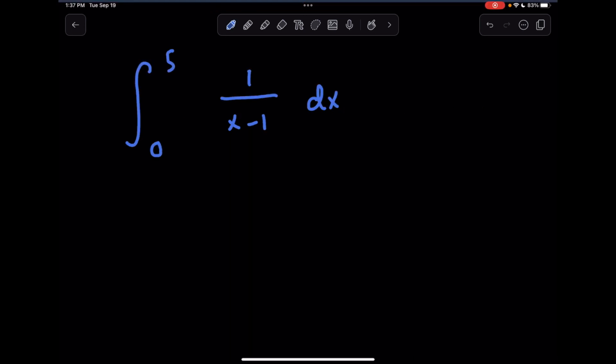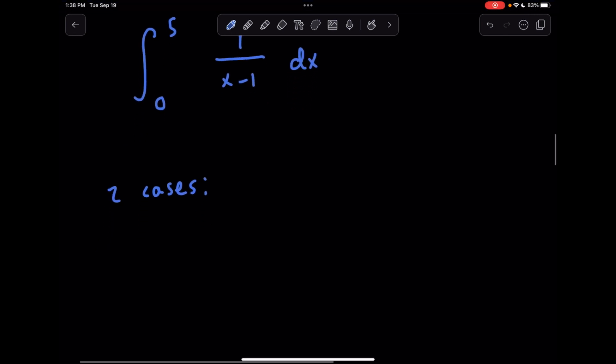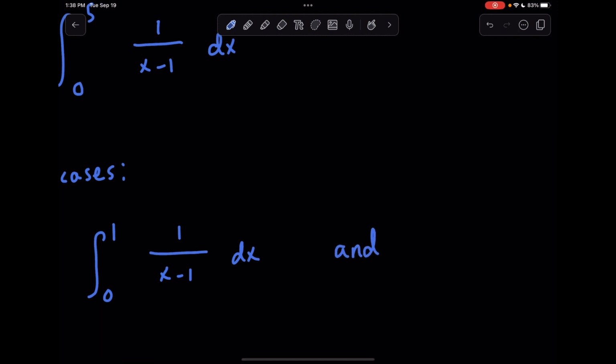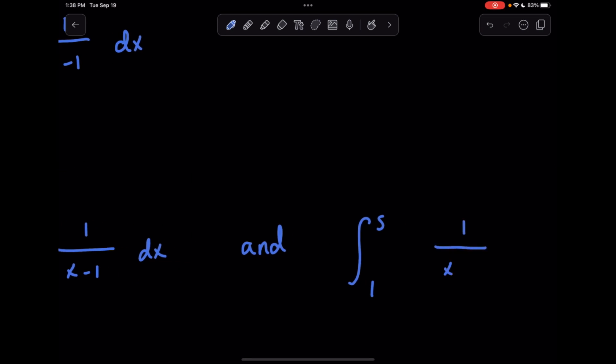Now, let's look at the integral from 0 to 5 of 1 over x minus 1 dx. We notice that when x is equal to 1, the denominator is 0, and the function is undefined. Since 1 is between 0 and 5, we know that we need to rewrite this. So we're going to have two cases. The first case is the integral from 0 to 1 of 1 over x minus 1 dx. And our second case is the integral from 1 to 5 of 1 over x minus 1 dx.